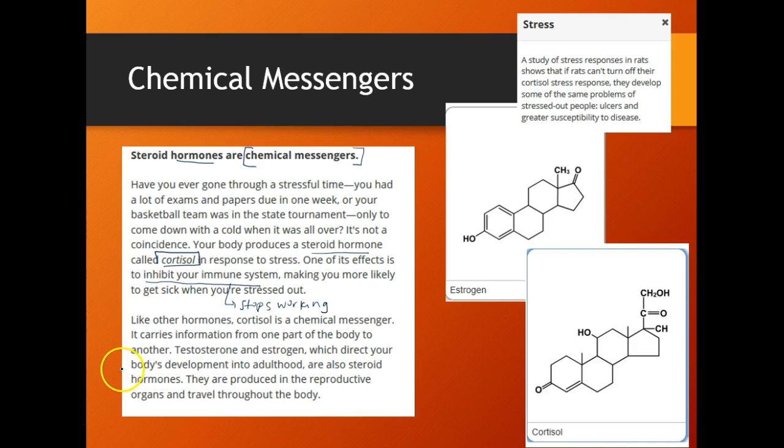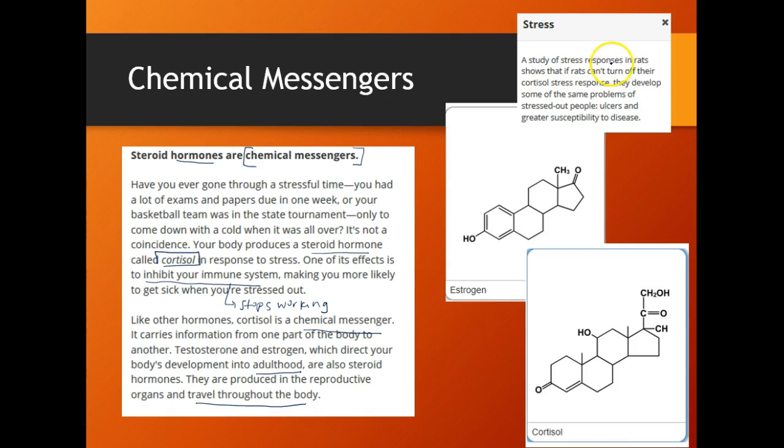Like other hormones, cortisol is a chemical messenger in your body. It carries information from one part of your body to another. Testosterone and estrogen, which direct your body's development into adulthood during puberty, are also steroid hormones. They are produced in the reproductive organs, but they travel and make changes throughout your body.